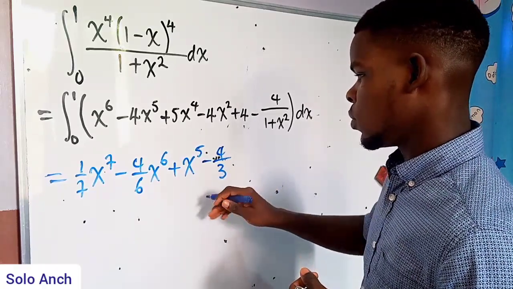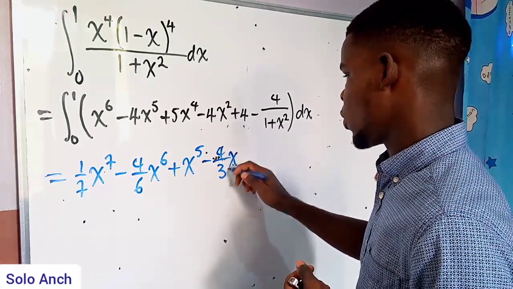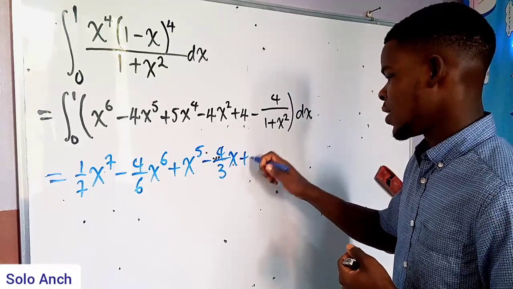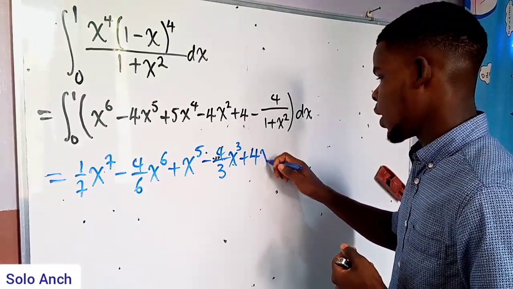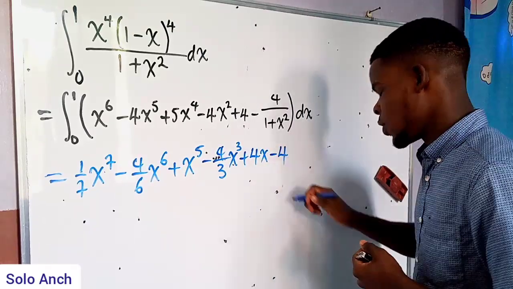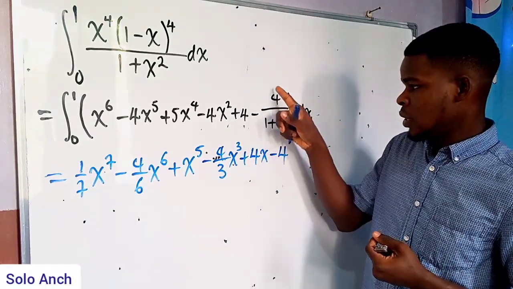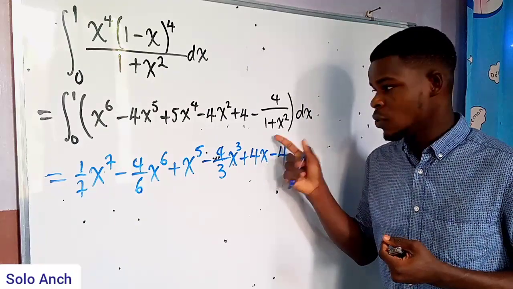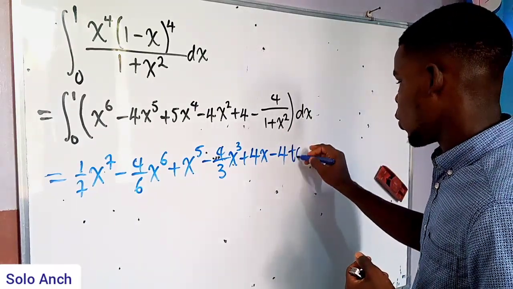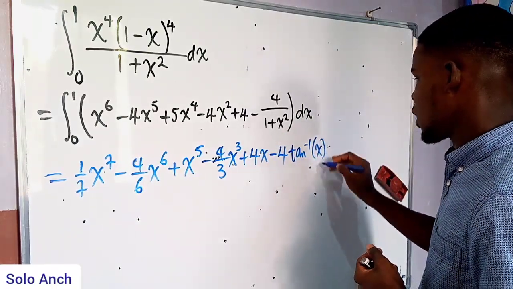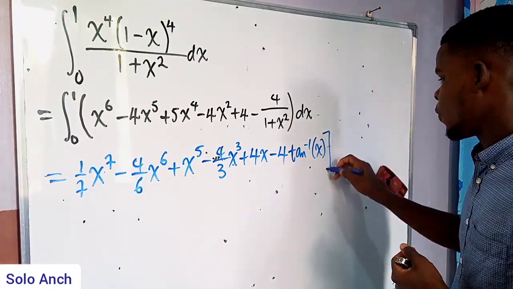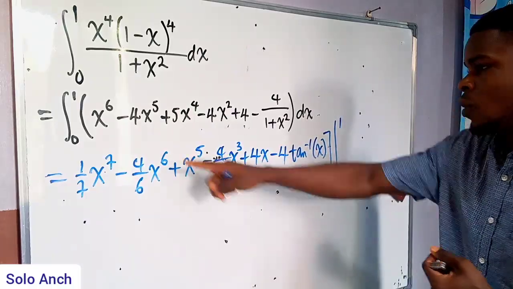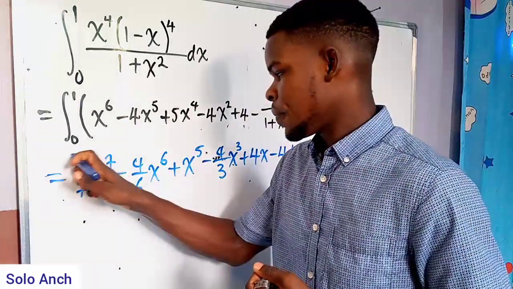And then, let's just put the x. When we want to evaluate, we are going to look at that. This is negative 4, this is power 3. This is negative 4x. And then negative 4 times the integral of this one, which will be inverse tangent of x. When you take the integral of 1 over 1 plus x squared, we get inverse tangent of x. And don't forget, we have to take this from 0 to 1. That's great.